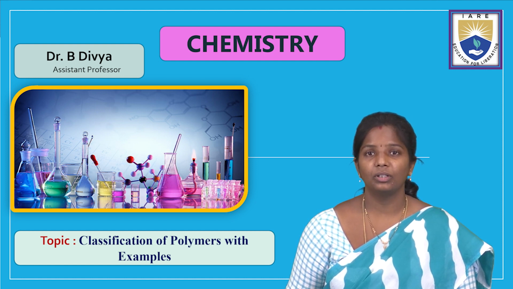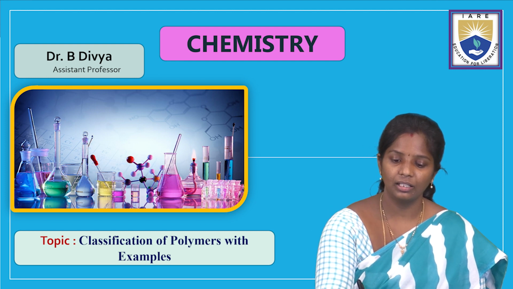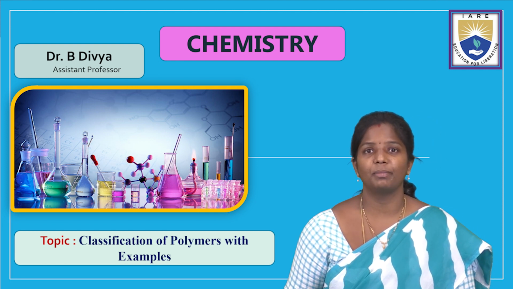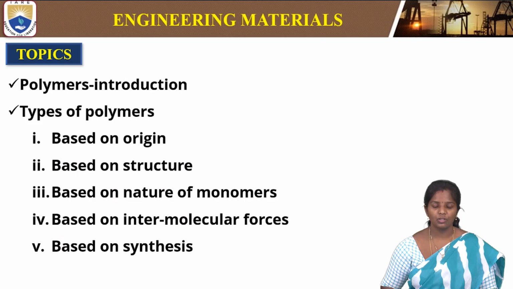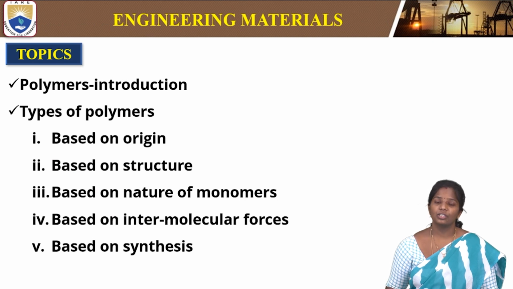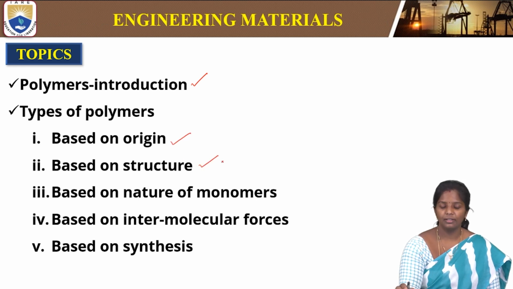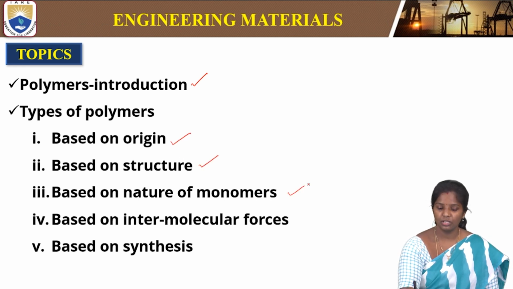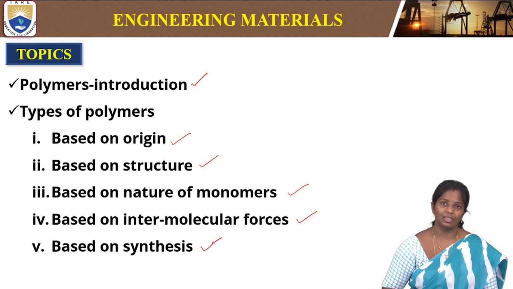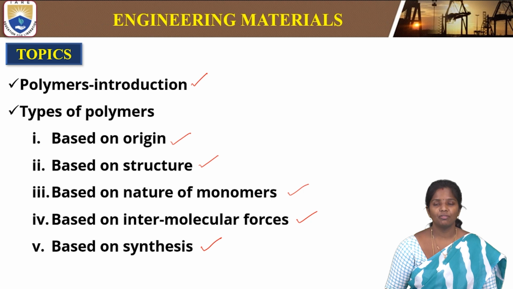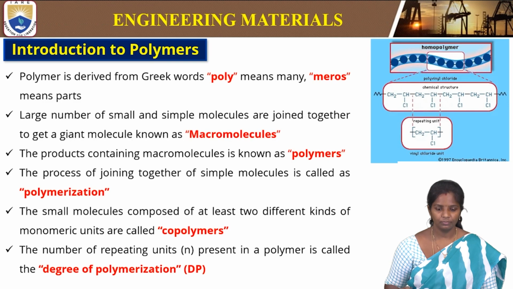So the outcomes would be understanding the classification of polymers with some examples. So here are the topics: introduction to polymers, then types of polymers depending on their origin, structure, nature of monomers that are used, then intermolecular forces, then based on the synthesis methods. So these are the different types of polymers. We will see in detail with different examples.